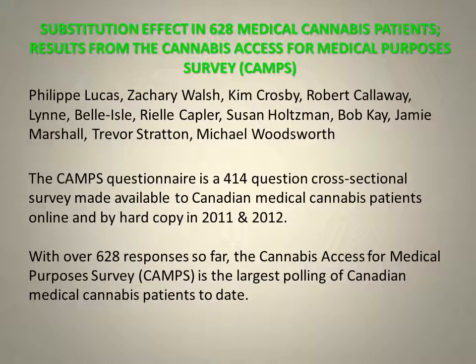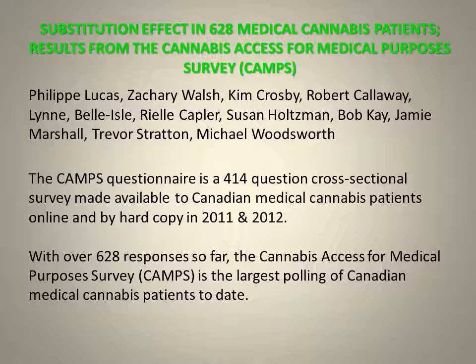Before I discuss the potential impacts of these findings, I'd also like to share the unpublished results of a substitution effect study from 628 medical cannabis patients from the Cannabis Access for Medical Purposes survey, otherwise known as CAMPS. The CAMPS questionnaire is a 414-question cross-sectional survey that was made available to Canadian medical cannabis patients online and by hard copy in 2011 and 2012 in order to gather information on patient demographics, medical conditions and symptoms, patterns of medical cannabis use, cannabis substitution, and obstacles to safe access to medical cannabis.